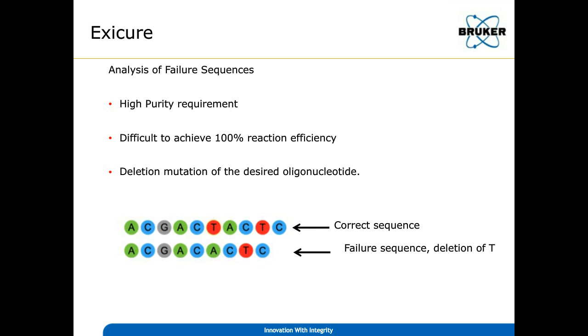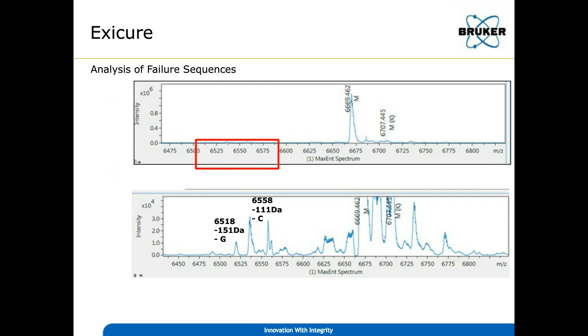As you can see in this figure, the correct sequence is seen on the top row, while the bottom row shows a failure sequence corresponding to the deletion of a thymine residue. The figure on the top shows the molecular ion at 6669 Daltons, and focusing on the highlighted region, which is seen in the bottom figure, we can see the loss of guanine corresponding to -151 Daltons and the loss of cytosine corresponding to -111 Daltons.